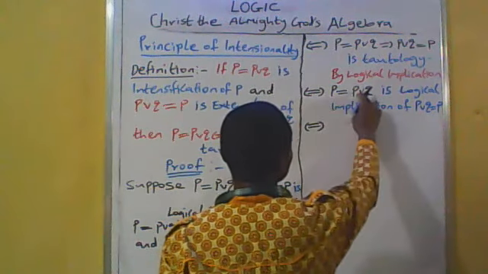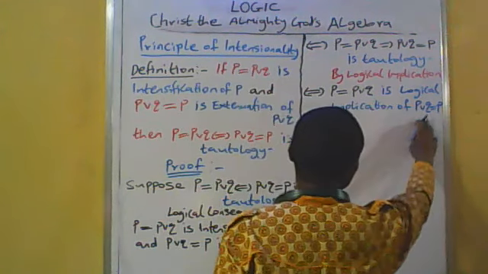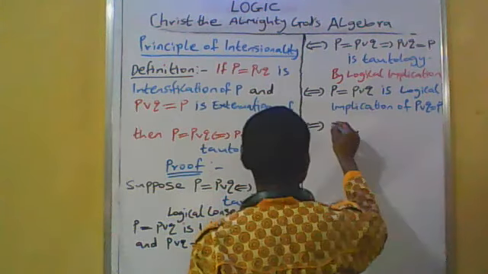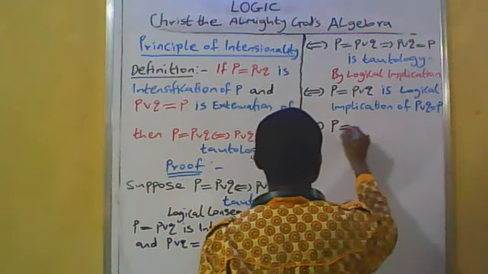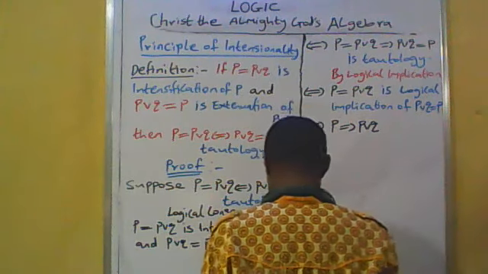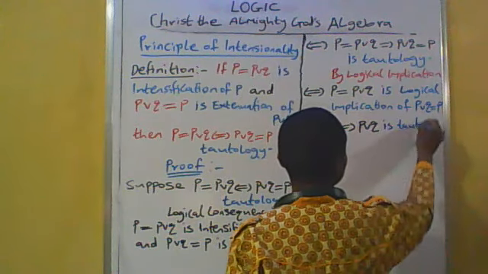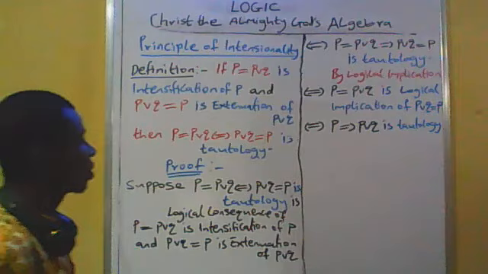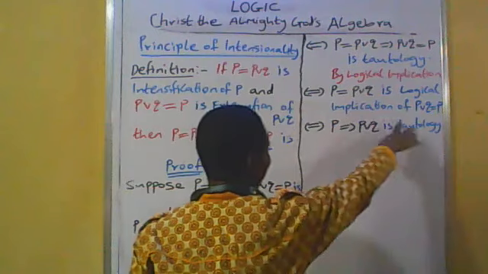If and only if this is true, that means P equal to P or Q is a logical implication of P or Q equal to P. Then this must also be true: P implies P or Q is a tautology.